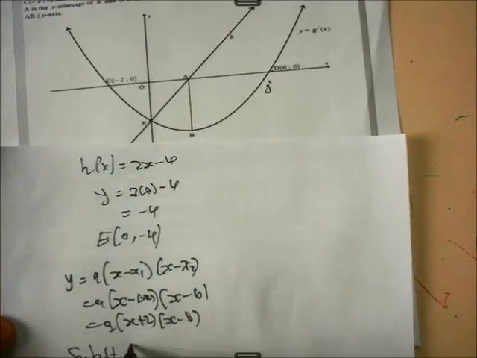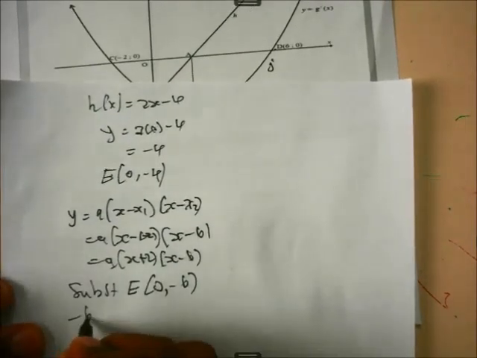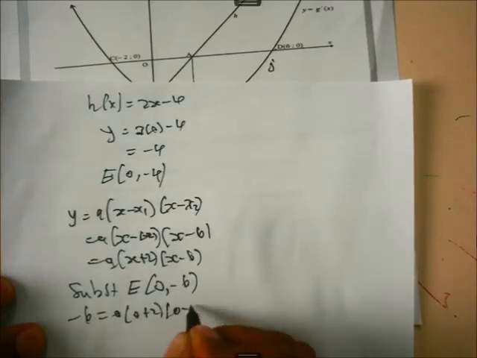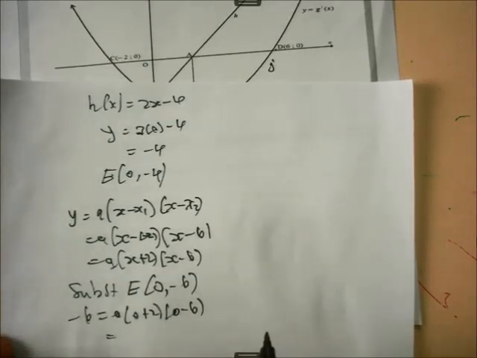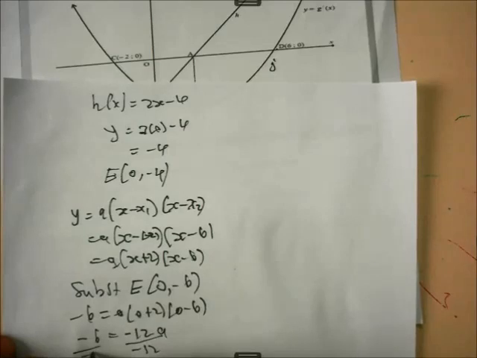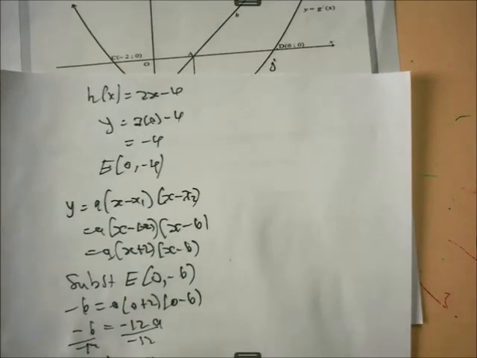Then it means now we substitute the point. What is the point that we're going to substitute there? It's 0 and minus 6. Now we have minus 6 is equal to a into 0 plus 2 and 0 minus 6. Of course, 2 times minus 6 there. The answer there will be minus 12a. Then this one is a minus 6. Then I divide by minus 12, divide by minus 12. Then a is equal to 1 over 2. Right, boys and girls, now you have a.